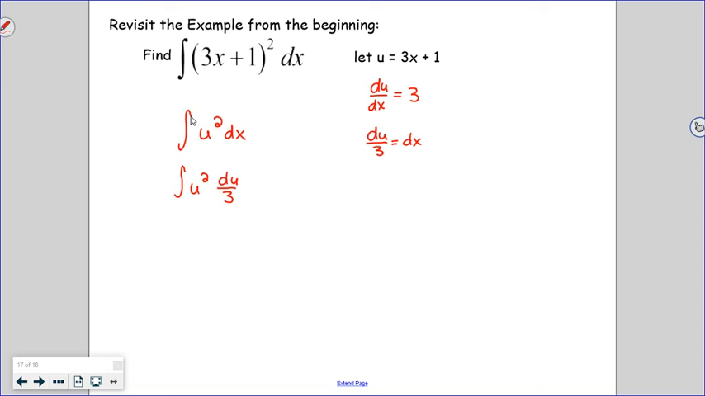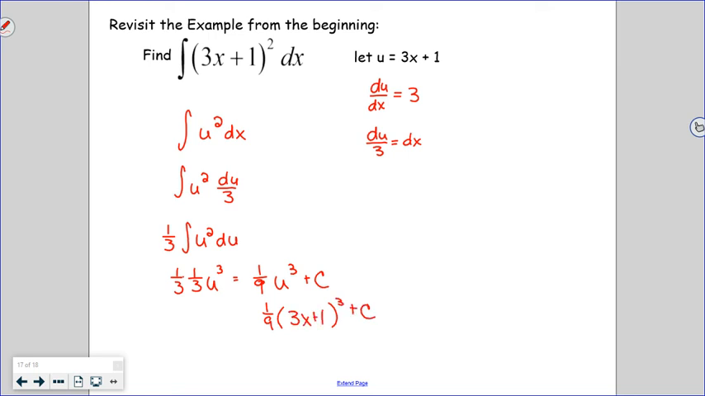So I can still slide that 1/3 out front. And now think backwards through my power rule here. It would have been a u cubed. 3 times something gives me 1. That something would be a 1/3. 1/3 times 1/3 is 1/9. And replace u. Which is the first version of our answer that we got, right?